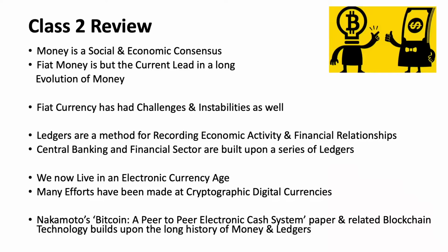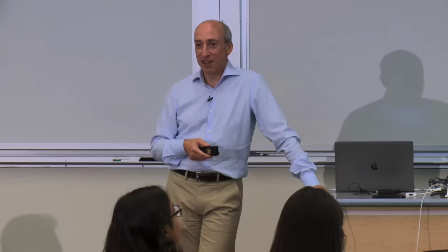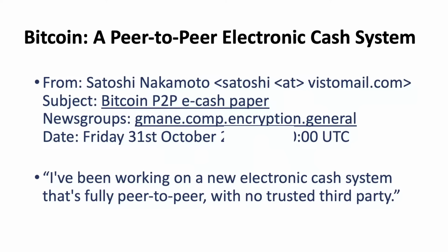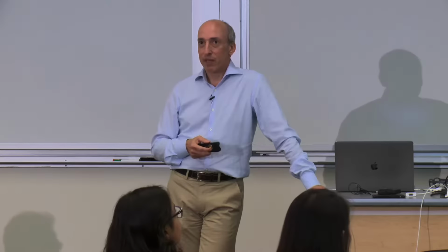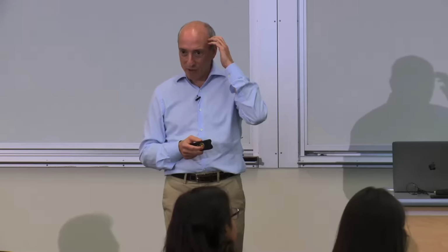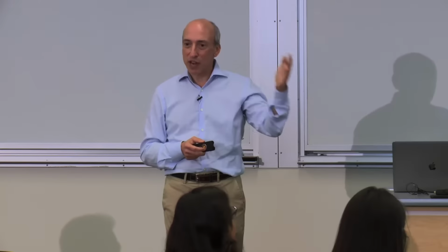So let's talk about his little paper, which, of course, he was modest, or she was modest. Please remind me, we don't know who Nakamoto is or was, or a group of people. I've been working on a new electronic cash system that's fully peer-to-peer with no trusted third party. So you've seen this slide before, but a time-stamped append-only log. Just think blocks of data. To oversimplify, it's got a name, blockchain.